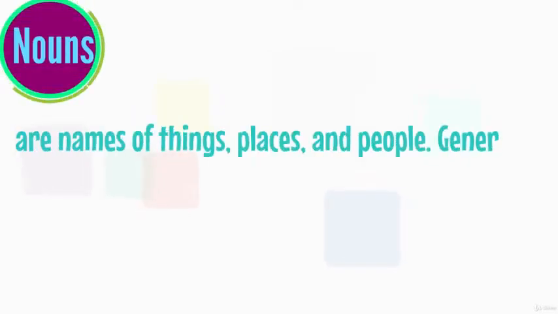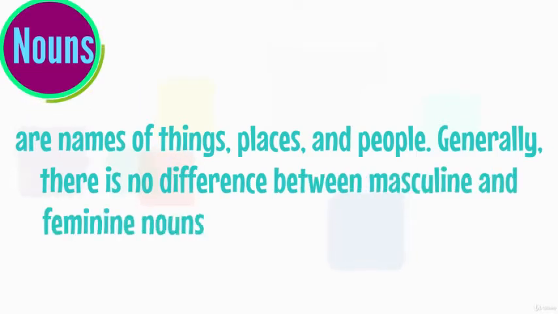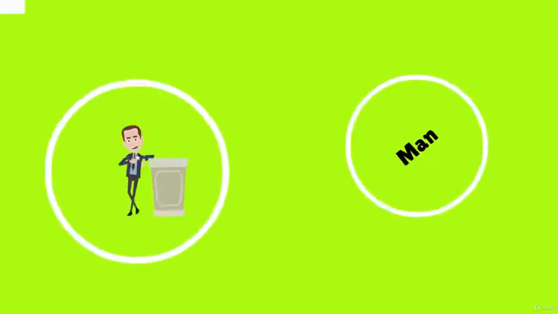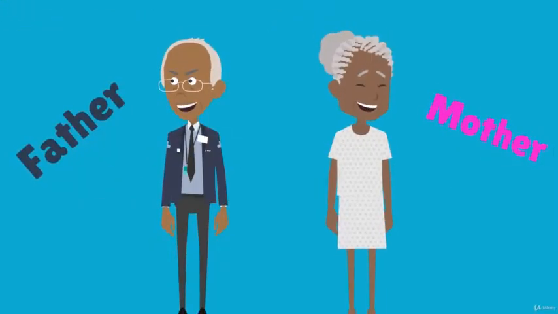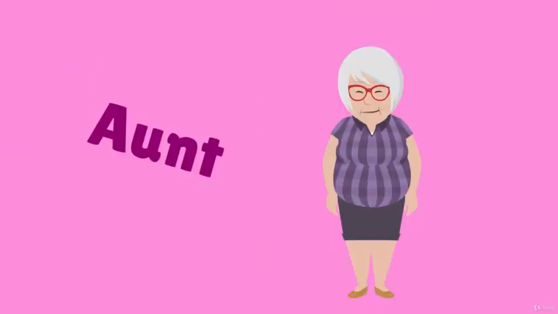Nouns are names of things, places, and people. Generally, there's no difference between masculine and feminine nouns in English, but here are some exceptions. Man, woman, father, mother, boy, girl, uncle, aunt.